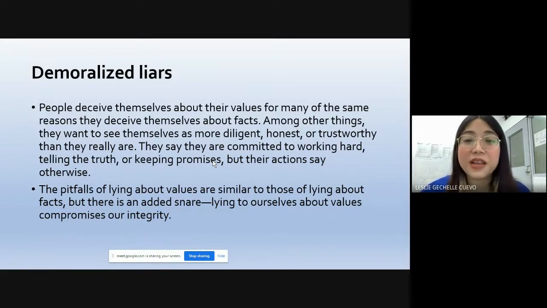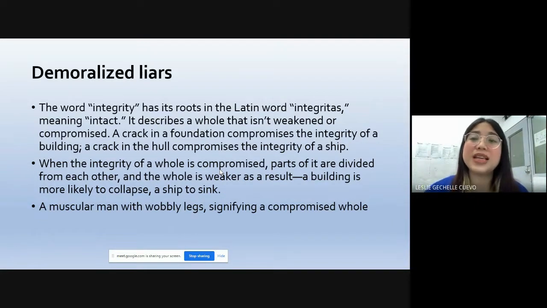Kaya nga, honesty is really the best policy, because if you always tell the truth, if you are also honest with yourself, then you'll have great integrity. Kasi kung nagsisinungaling ka, wala kang integrity. It will compromise it. So the word integrity has its roots in the Latin word integritas, meaning intact. It describes a whole that isn't weakened or compromised.